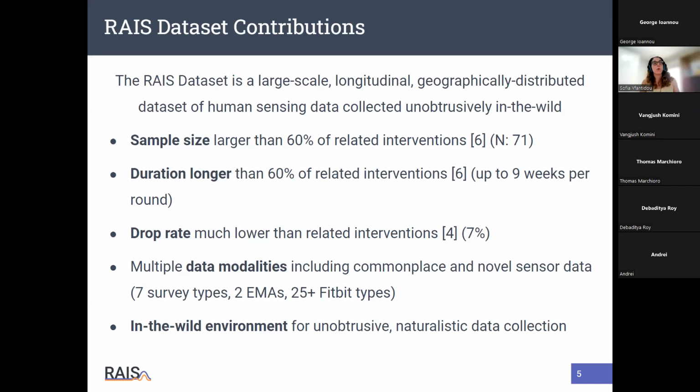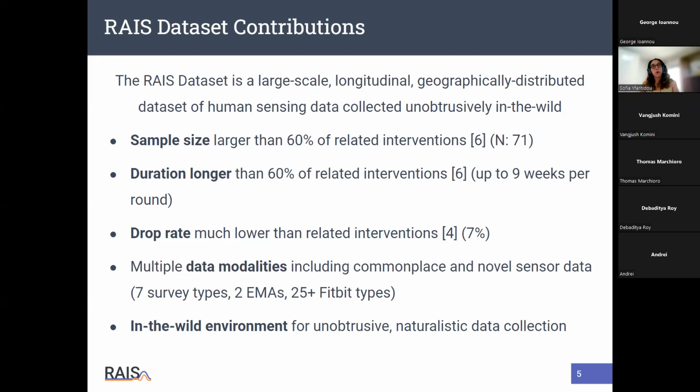So what are our contributions? We have a sample size that's larger than 60% of related interventions. Specifically, we have 71 users. A duration longer again than 60% of related interventions. Specifically, we have data up to 9 weeks per round. In total, we have 4 months of data for all participants.